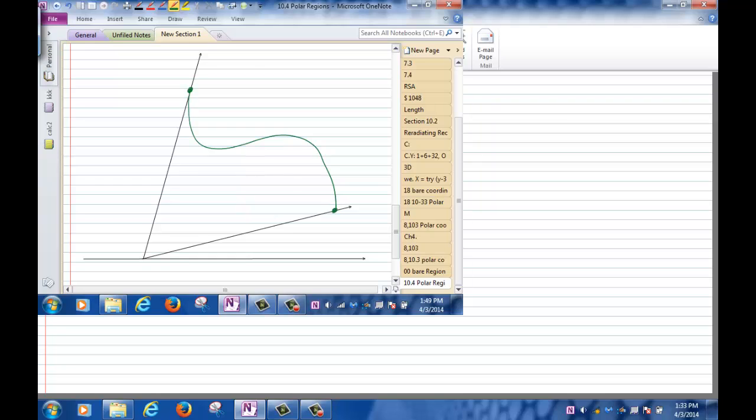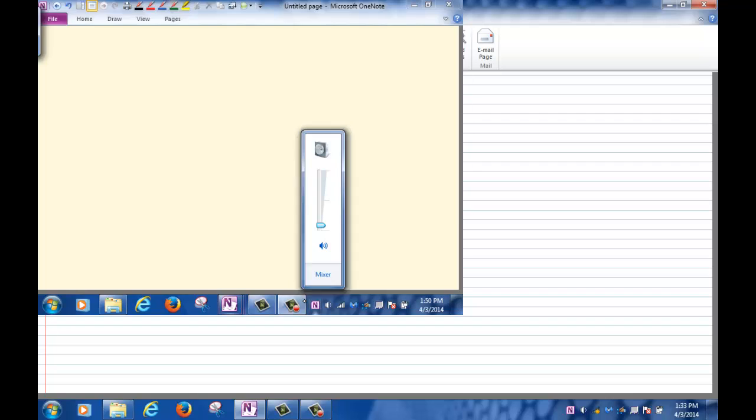So let's say that's the polar region that I have, and let's see how we should be approximating the area. Remember, this angle here is alpha, and alpha is theta 0, and this angle here is beta, and beta would be theta n.